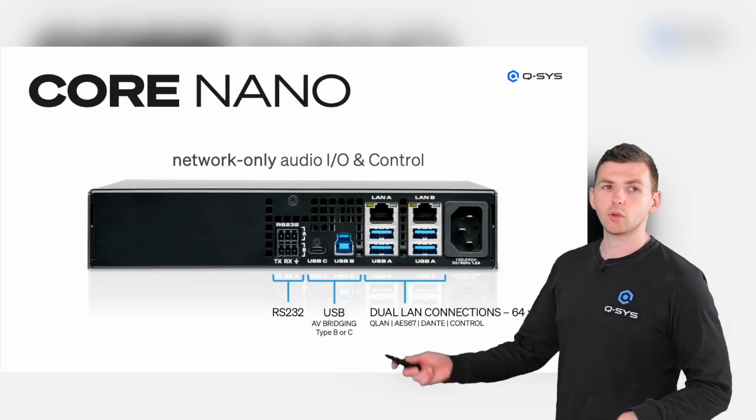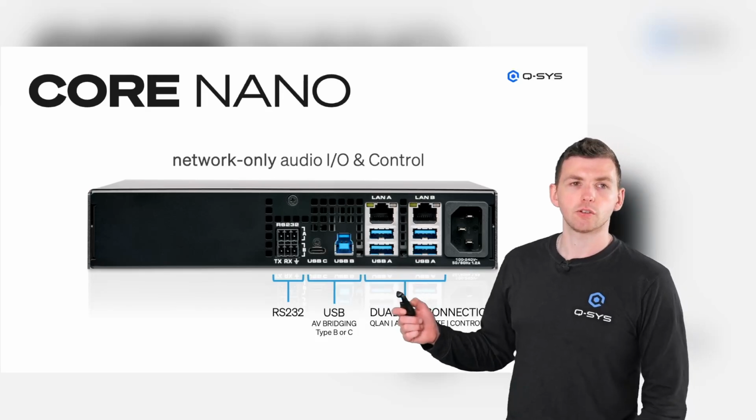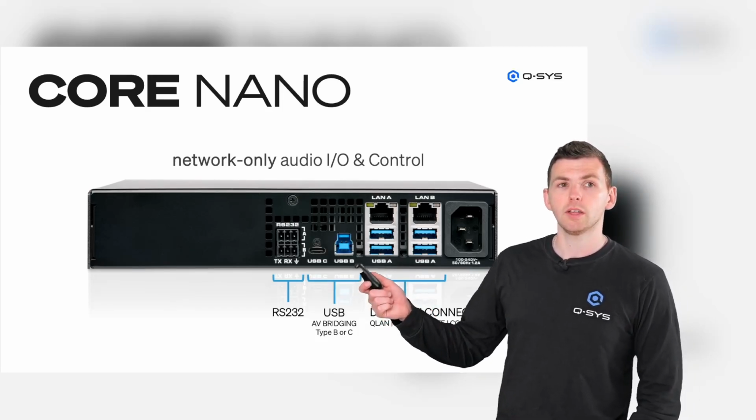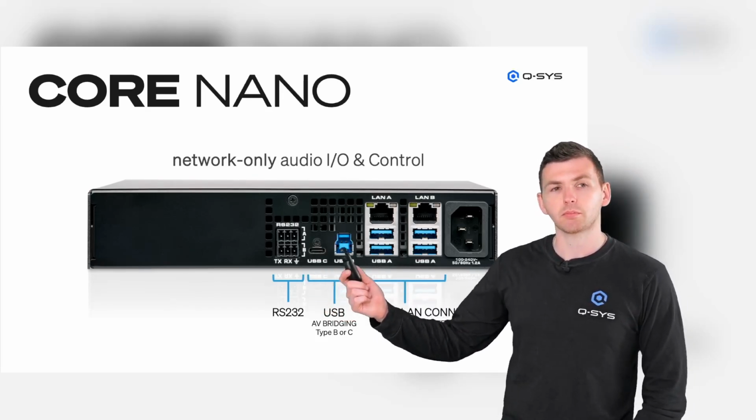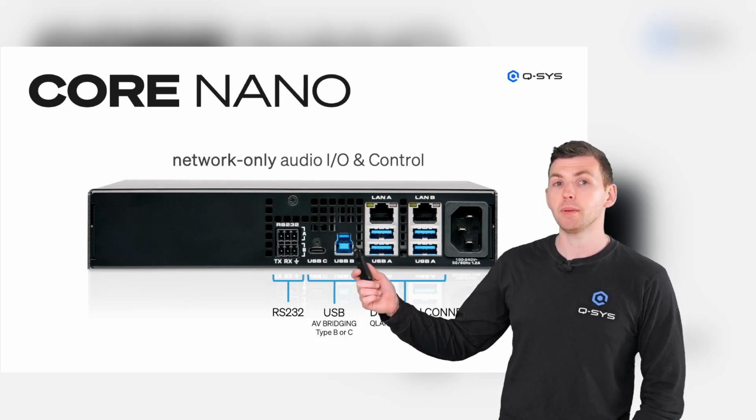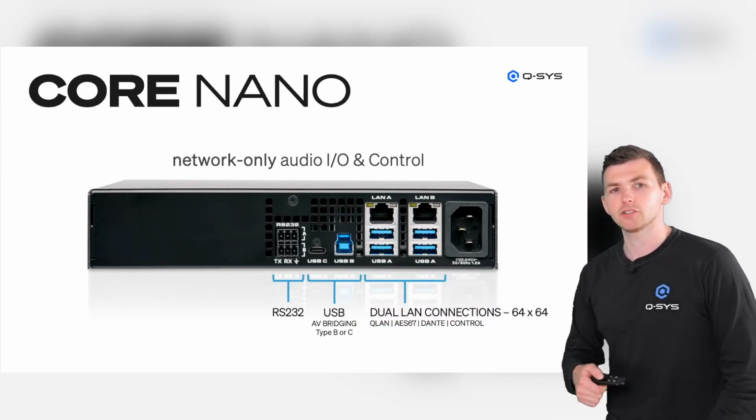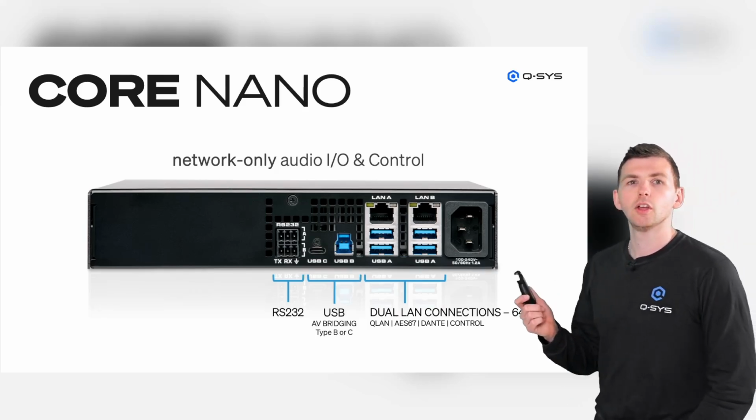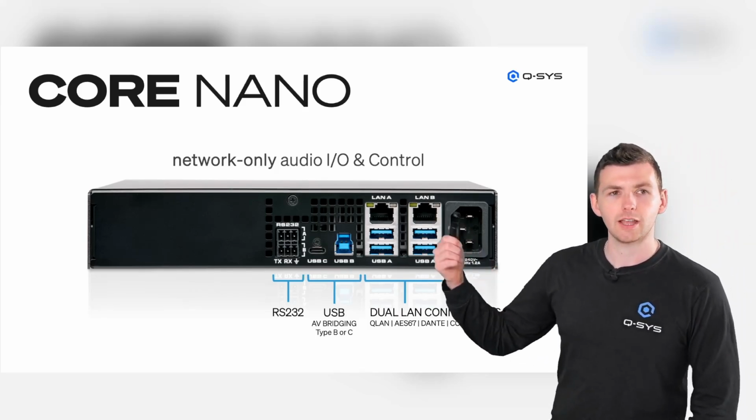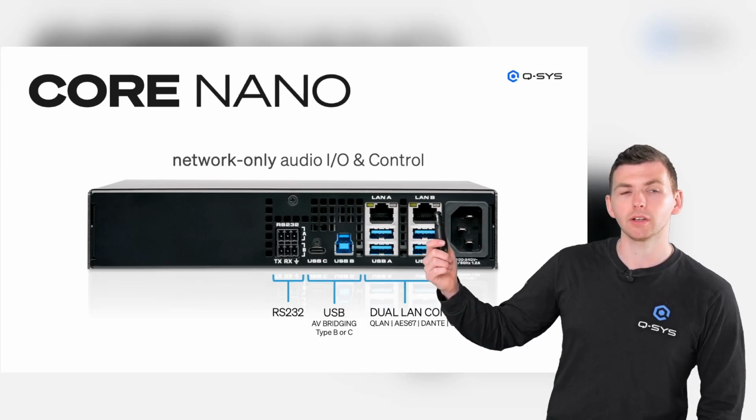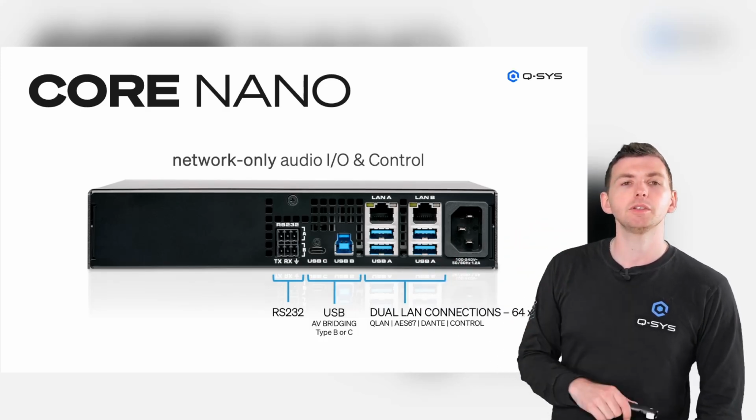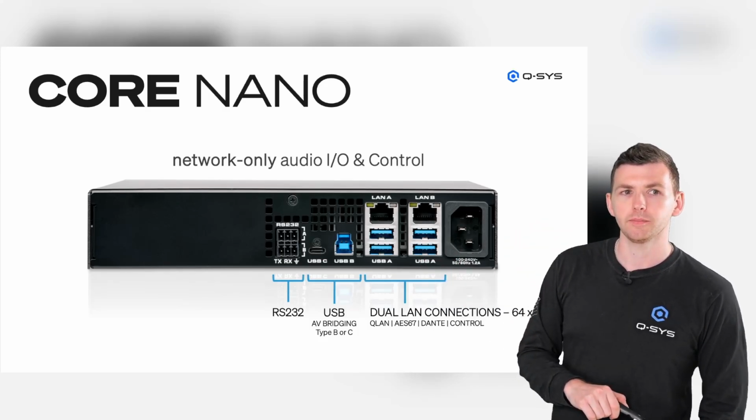It's got some local RS-232 if you need to control devices not on the network, but you've got then USB, choice of USB-C or USB-B for that bridging connection. And then you've got the network connections. And it's important to realize here that all of these smaller cores are the same in this regard. Here we've got 2 network connections. Now, everything can be done over LAN A, by the way.